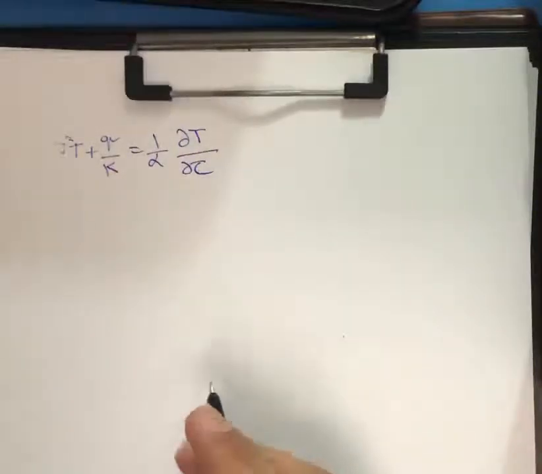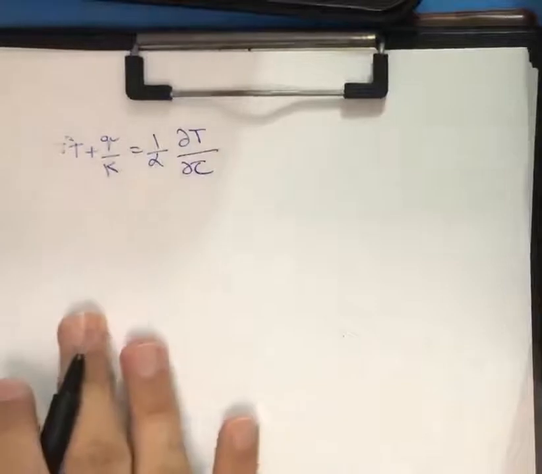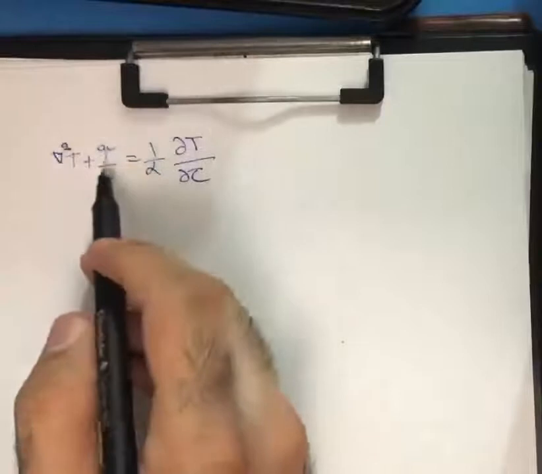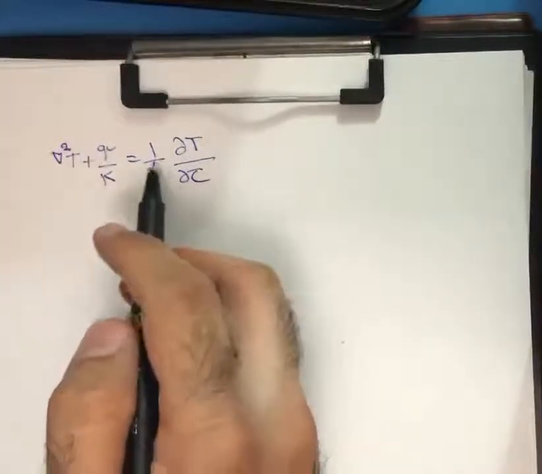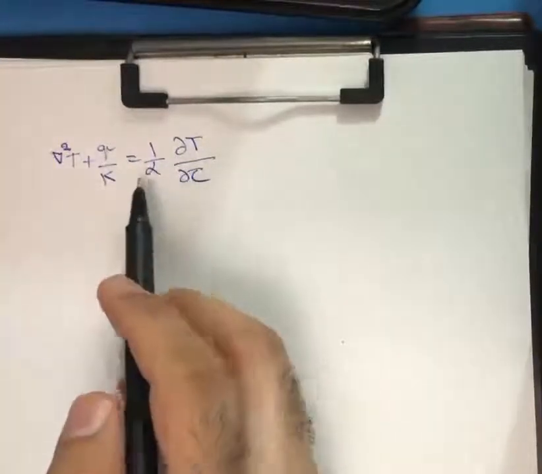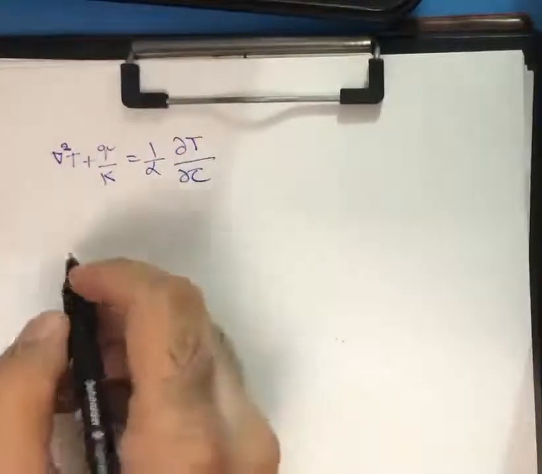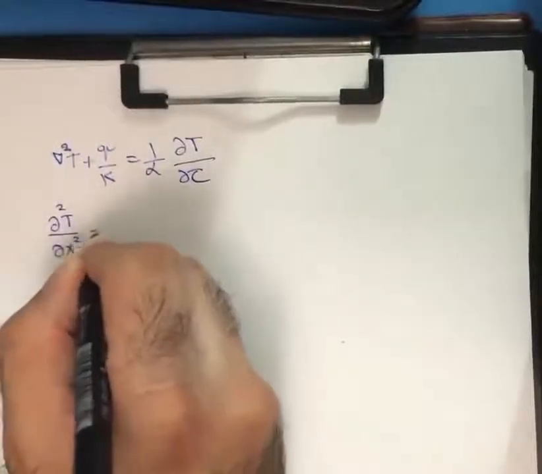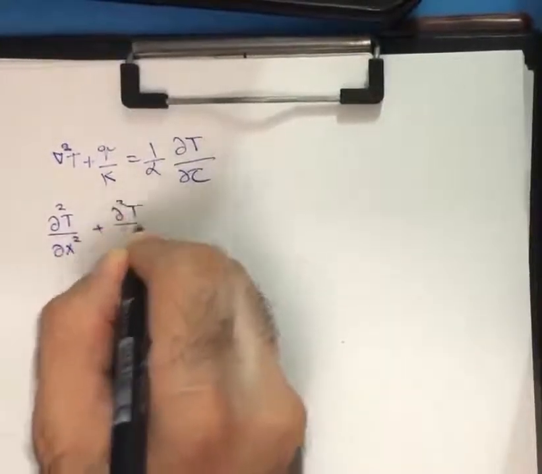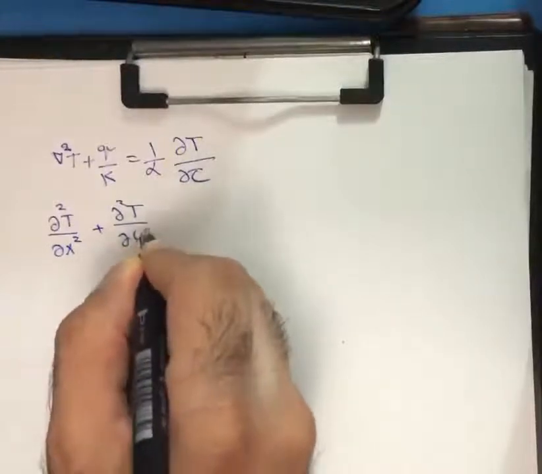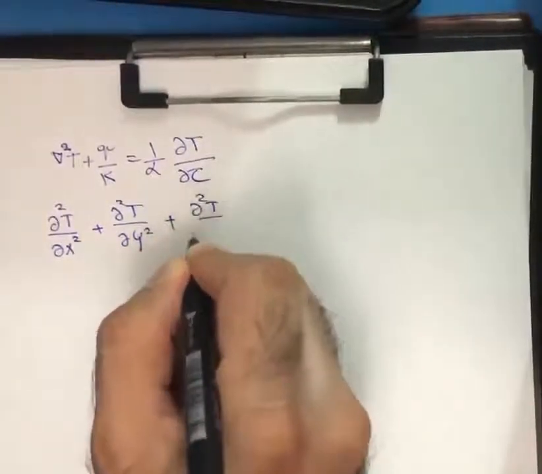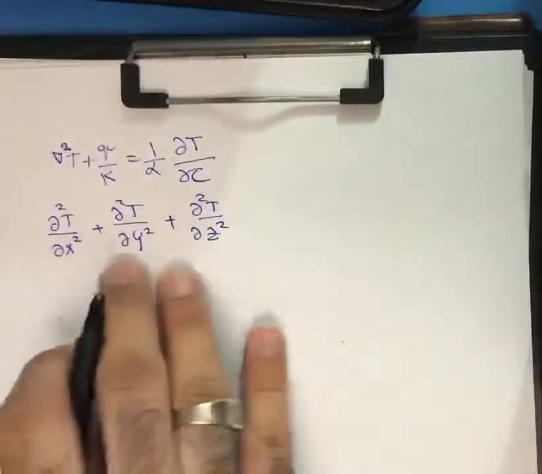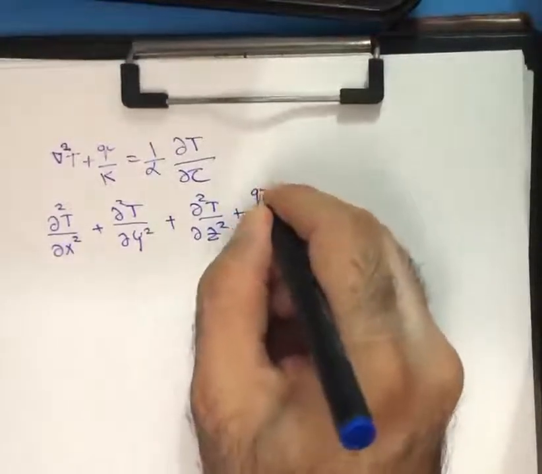In the previous lecture, we illustrated the general heat conduction equation in Cartesian coordinates, which is ∇²T + Q/K = (1/α) ∂T/∂τ. In the general heat conduction equation, we illustrated the temperature in three-dimensional coordinates, which is ∂²T/∂x² + ∂²T/∂y² + ∂²T/∂z². These terms illustrate the temperature change in x, y, and z, plus heat generation.